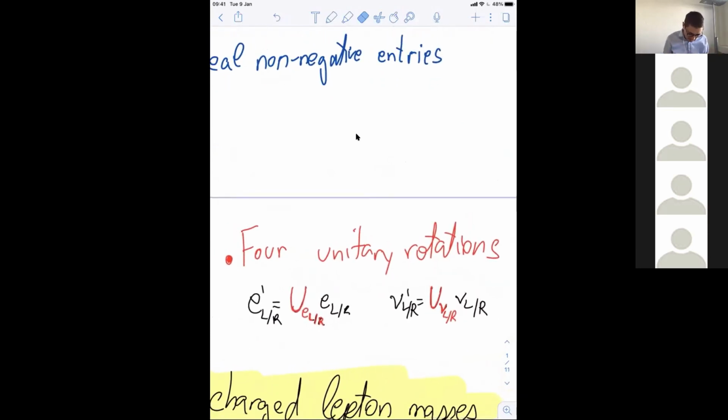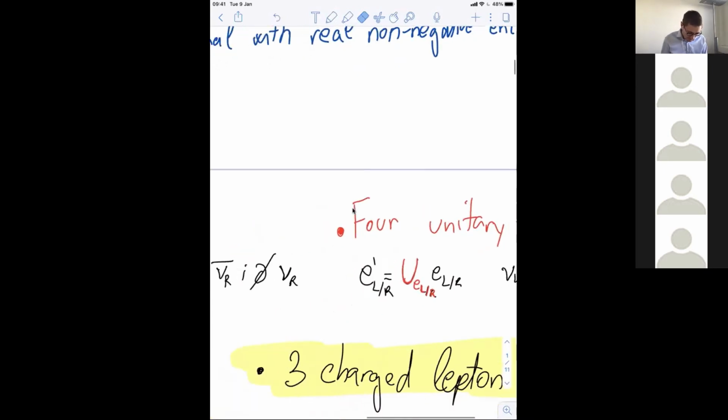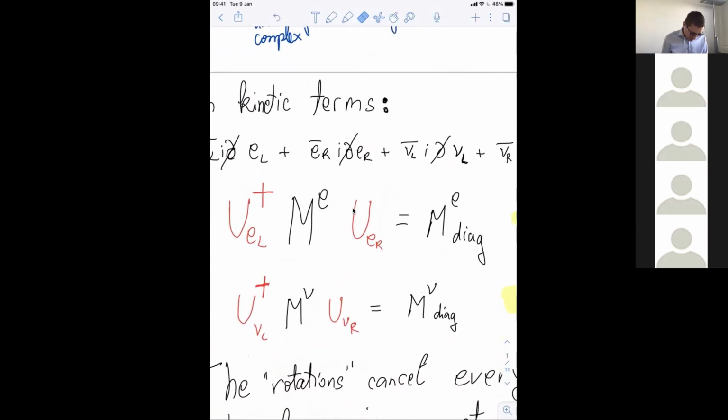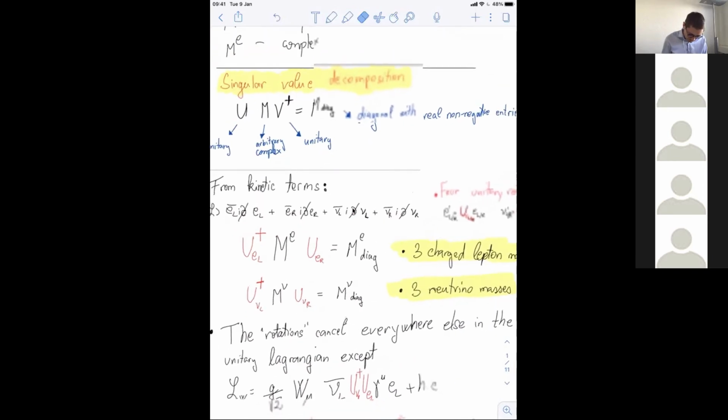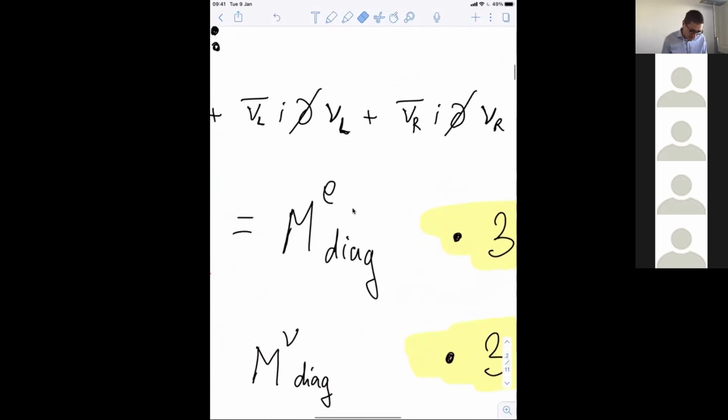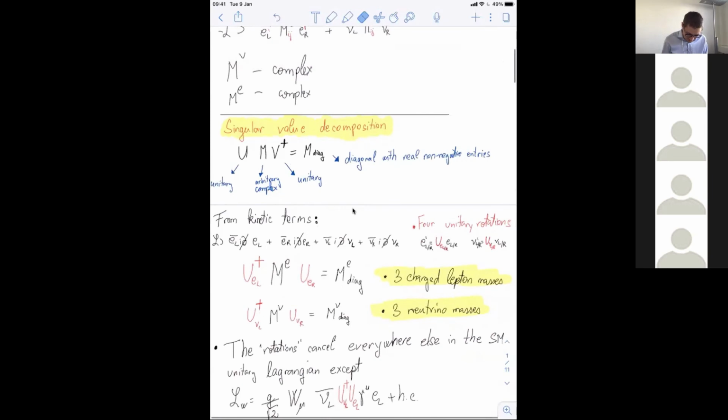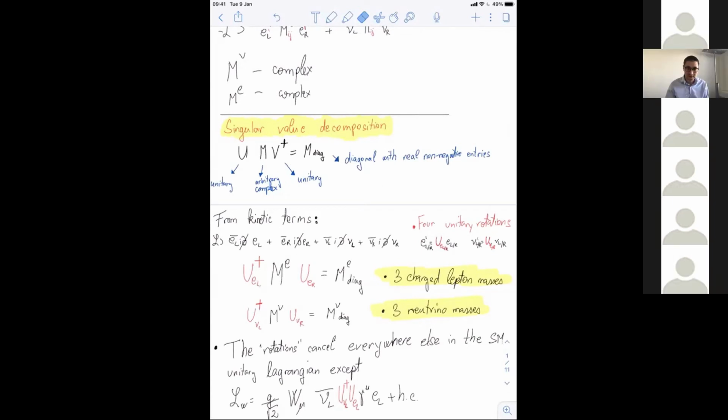At that level, when we broke the electroweak symmetry, we can perform 4 unitary rotations in our Lagrangian. I will call them U_eL, U_eR, U_nuL, U_nuR for electrons and for neutrinos. So we are going to rotate electrons and neutrinos with this, using the singular value decomposition. In the Yukawa Lagrangian, we will get 2 diagonal matrices. In particular, we will have 3 charged lepton masses and 3 neutrino masses. So these are 6 parameters.